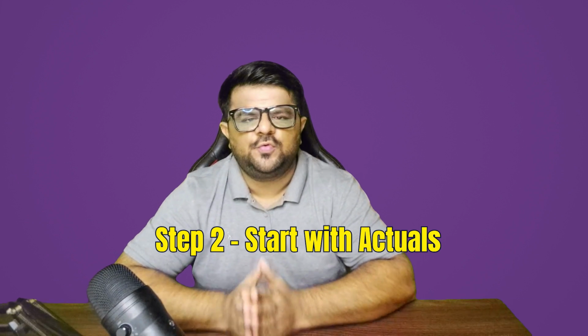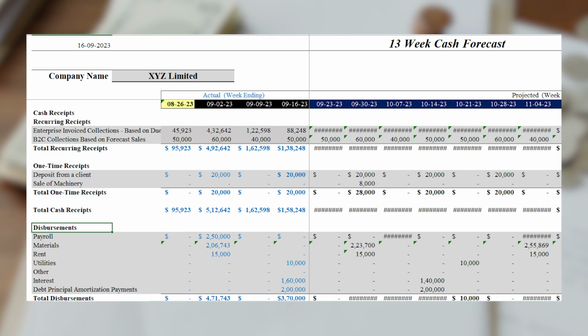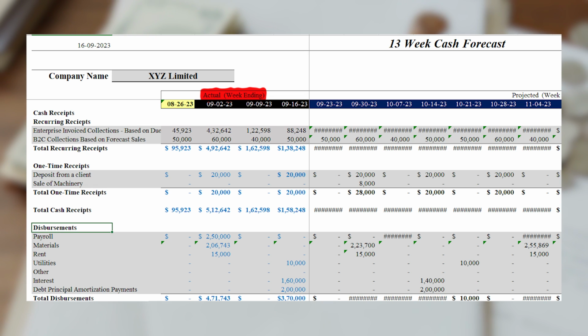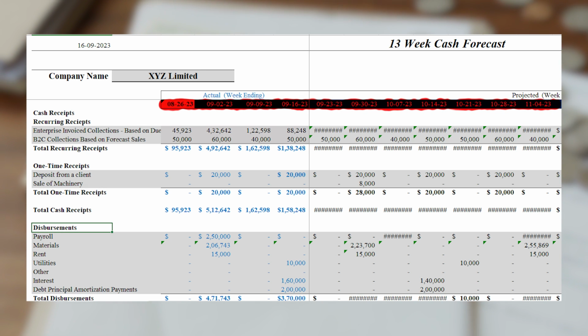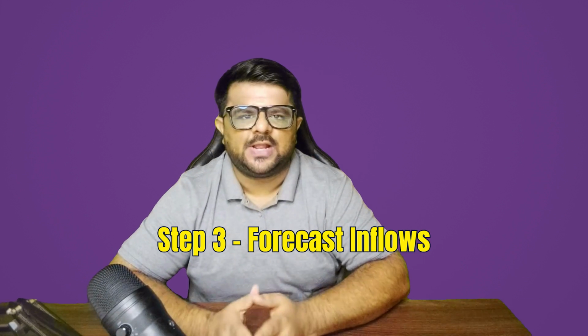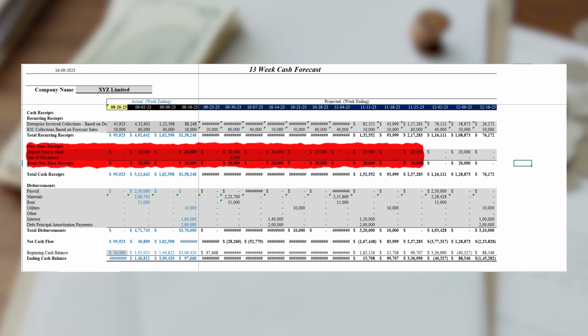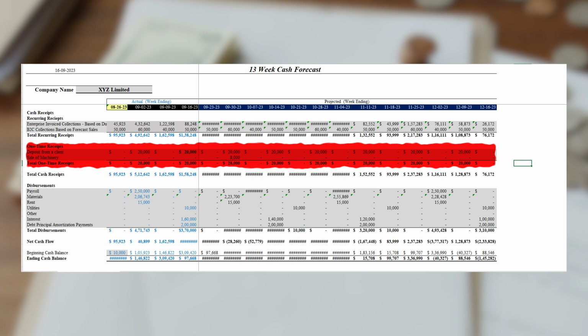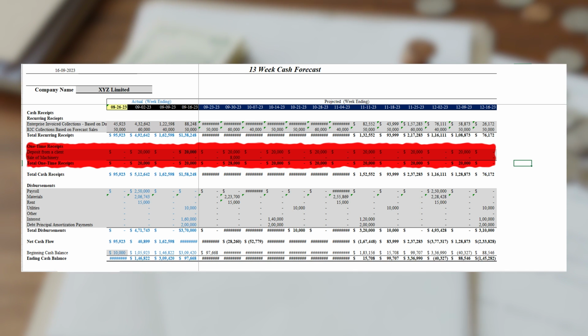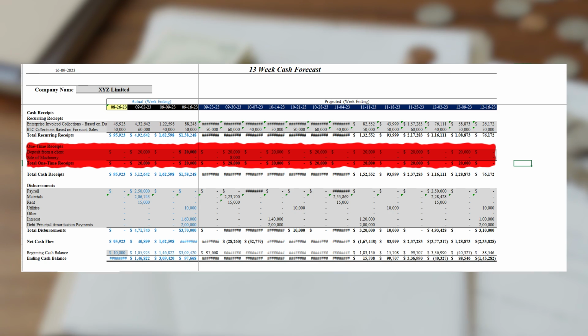In step number two, you start with the actual data. You fill in 3 to 4 weeks of actual cash data from your bank account. This gives you a baseline to start the forecast from. In step number three, you forecast the cash inflows. Think about how does your business collect money. If you have subscription or contracts, use those dates. If customers pay after invoices, estimate based on your past payment history. The key here is to stay realistic when you estimate the cash inflows.